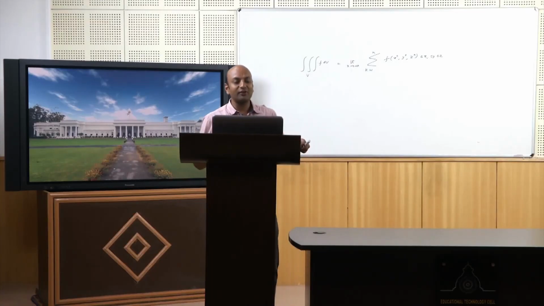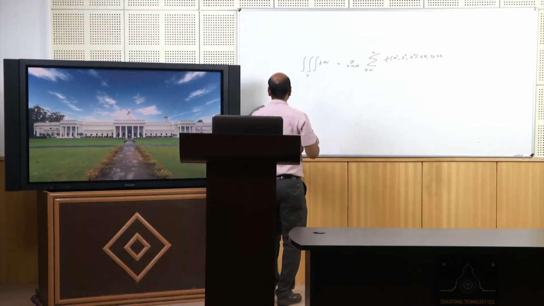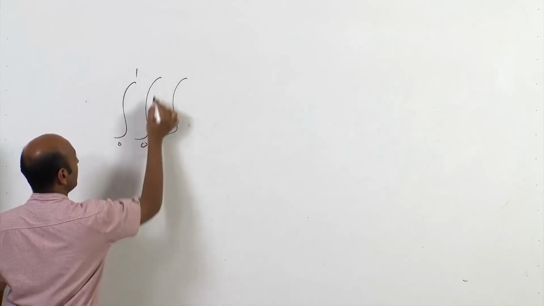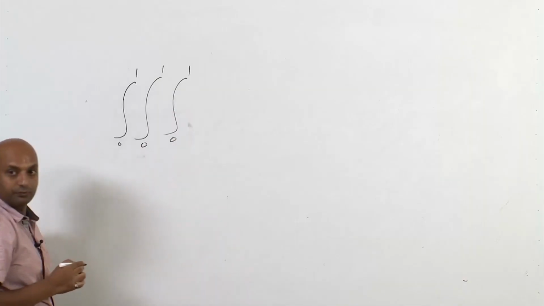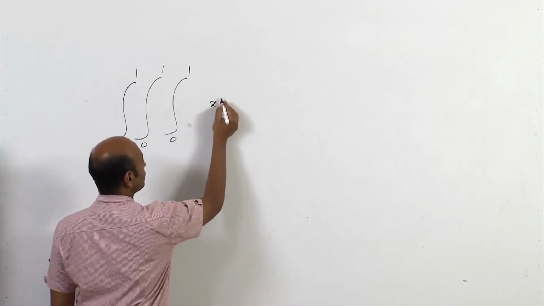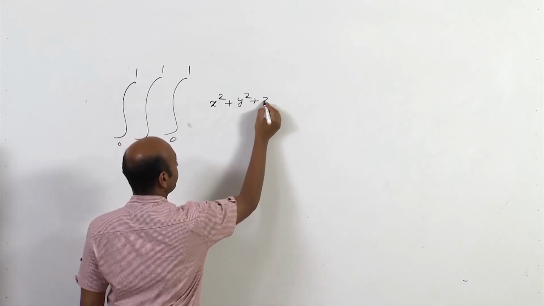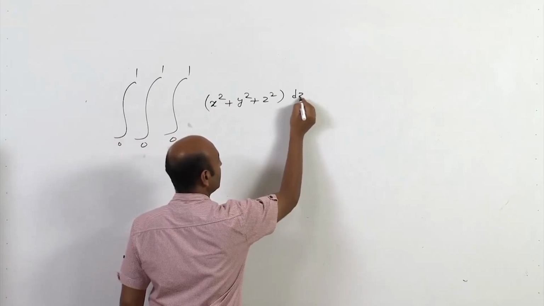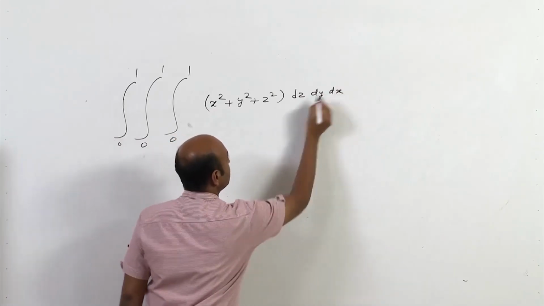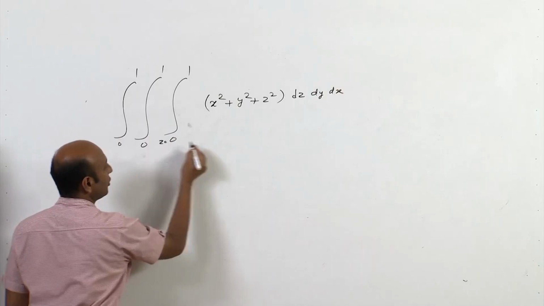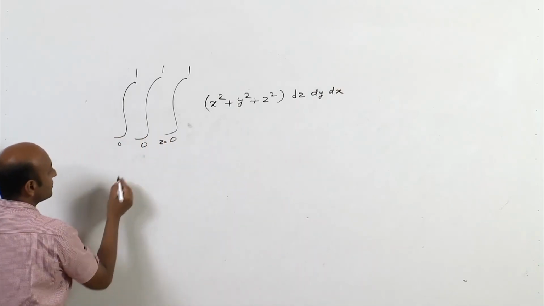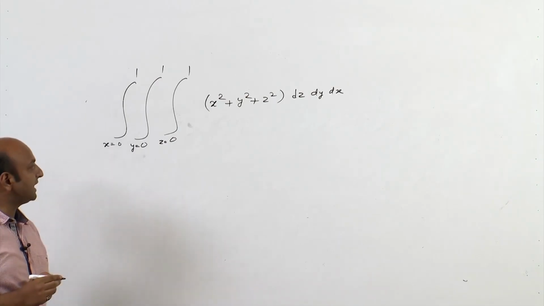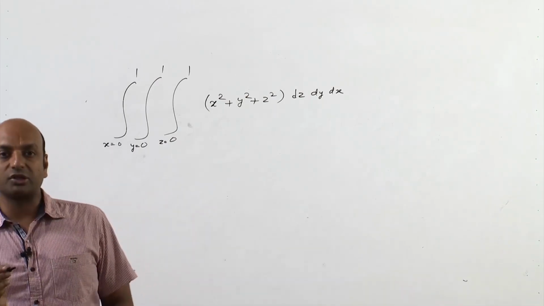Now, suppose you want to solve the first problem. Okay. This is the triple integral from 0 to 1, 0 to 1, 0 to 1, of x square plus y square plus z square. First we have dz, then dy, then dx. This means this is for z, because dz is the first one, then it is y, and then it is x. So, first you integrate with respect to z, keeping all other variables constant.